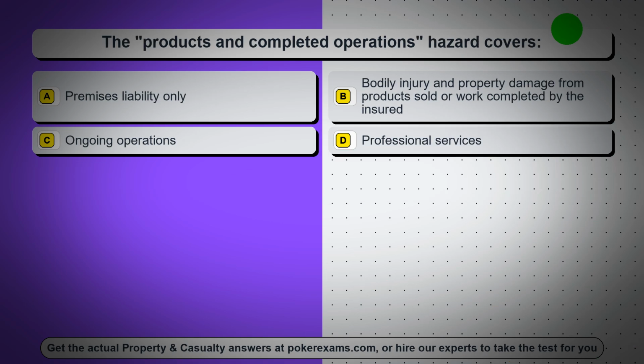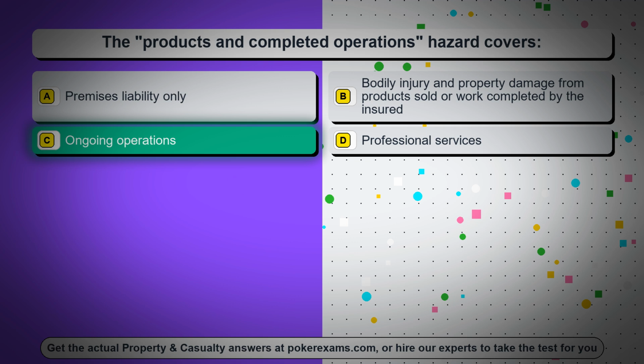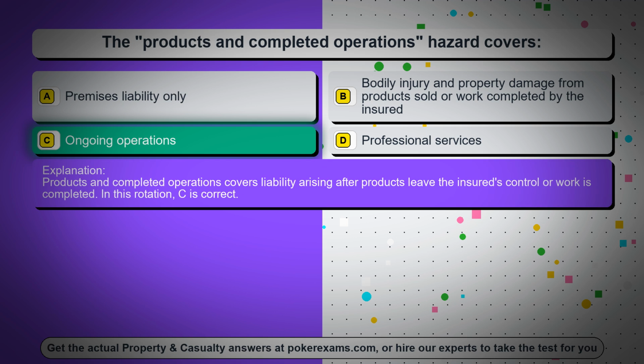Question 99. The products and completed operations hazard covers: option A, premises liability only; option B, bodily injury and property damage from products sold or work completed by the insured; option C, ongoing operations; option D, professional services. The correct answer is option C, ongoing operations. Products and completed operations covers liability arising after products leave the insured's control or work is completed. In this rotation, C is correct.